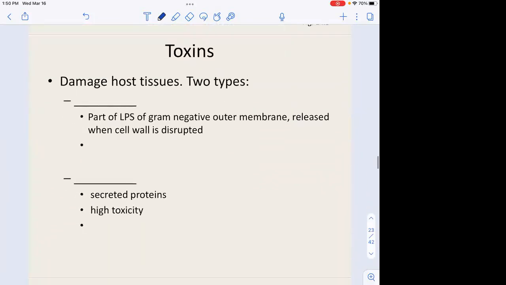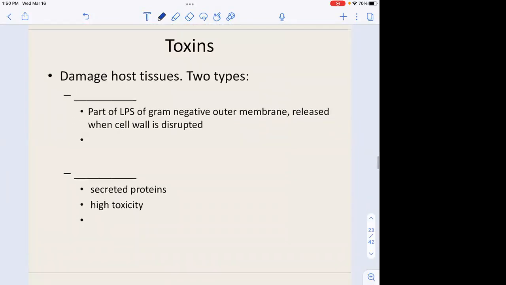All right, toxins. It's very common for bacteria to make toxins. Viruses, no, they don't make toxins. I'm not sure if any fungi or protozoa make toxins, not that I'm aware of, but this is pretty much a bacterial thing. They bring about a lot of damage to host tissue. There's two types. We have talked about endotoxin already in the past.